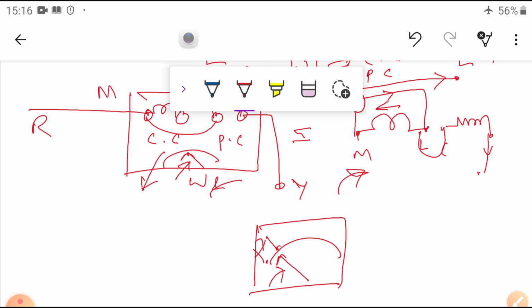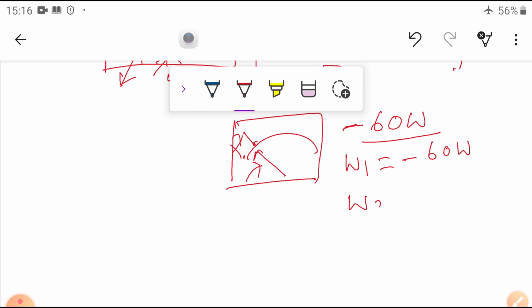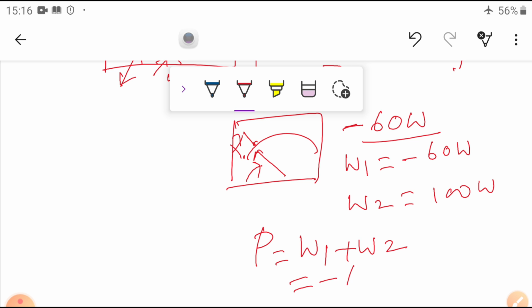So you take that reading, for example 60 watts. Not simply 60 watts; you take it as minus 60 watts. That means the W1 reading is equal to minus 60 watts. And whatever the other meter W2 shows, you take that reading, for example it may be positive 100 watts. Then what is the power? The power is equal to W1 plus W2. Minus 60 plus 100, so that is equal to 40 watts, which is the no load power consumed by our induction motor.